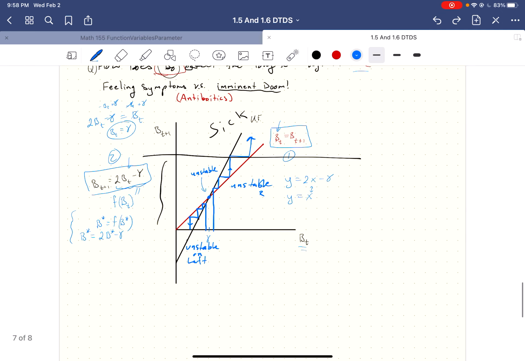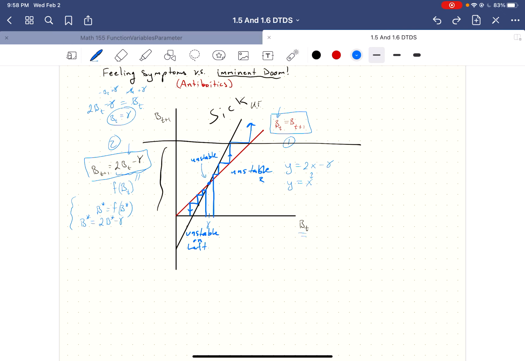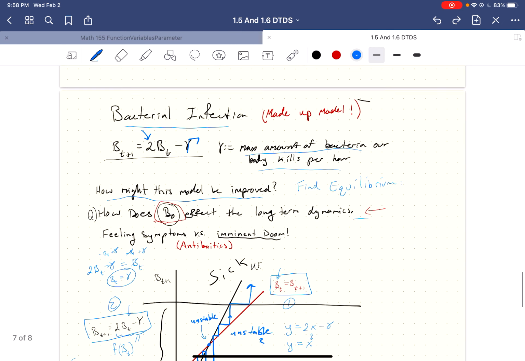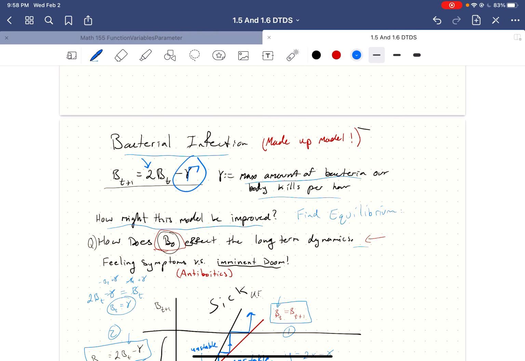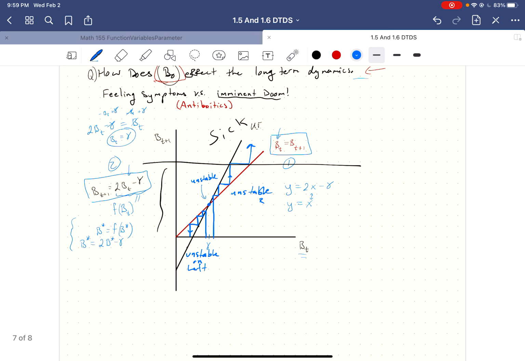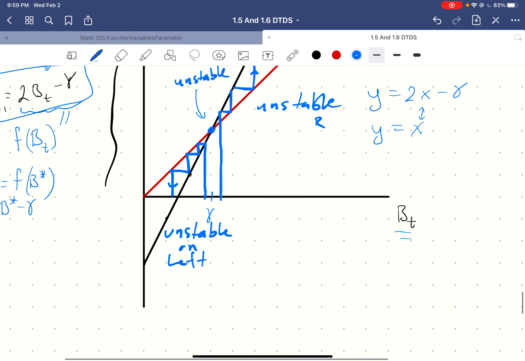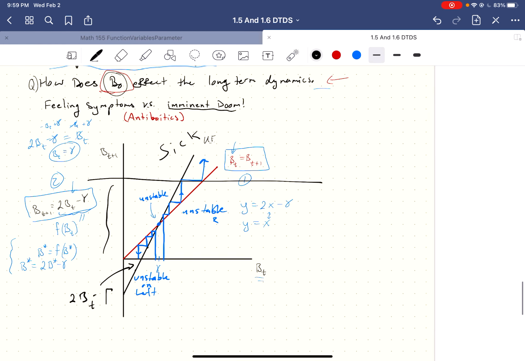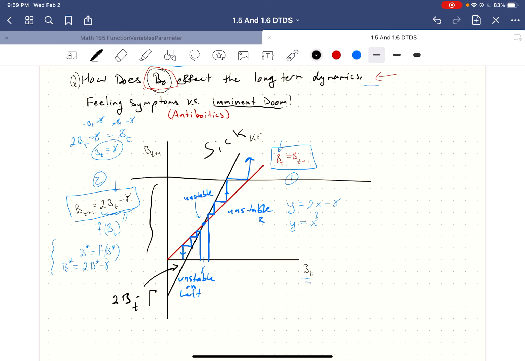So what happens now? Well, I still have a very similar picture, right? All I've done is change my y-intercept, okay? So in fact, we could just use our imagination and pretend that this black line is actually just a graph of the new thing, the 2b sub t minus capital gamma, okay? But the point that I want to make is if you start taking antibiotics, and for whatever reason, so I was trying to come up with this on the spot, and there's some subtle issues, but nonetheless, hopefully I can still make this point.